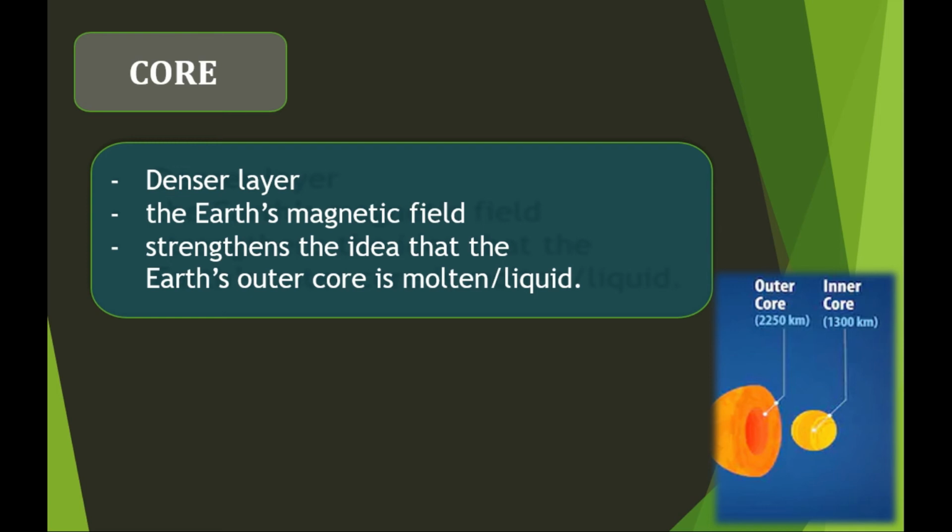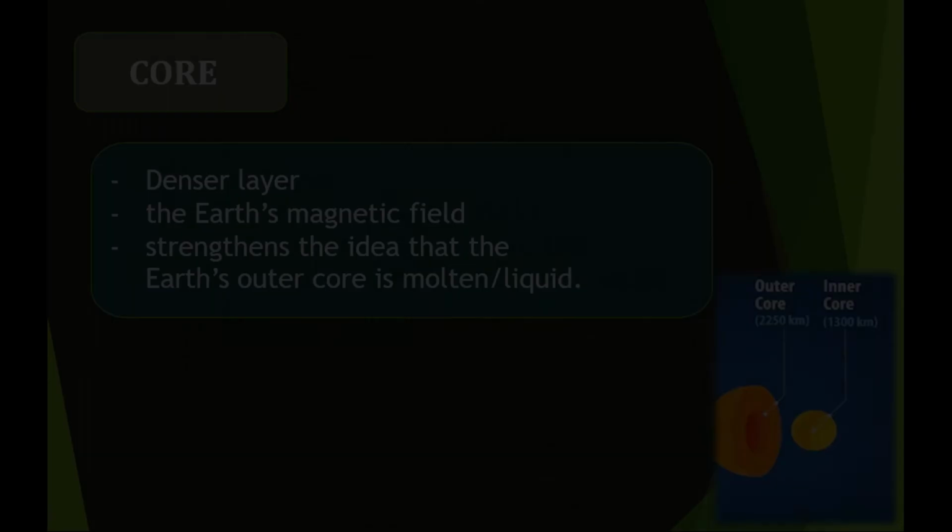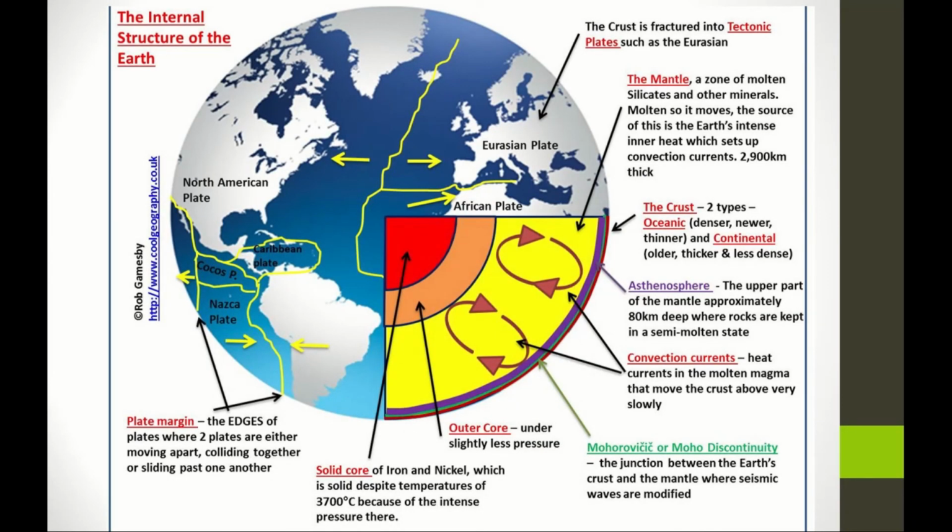So it strengthens the idea that the Earth's outer core is molten. As we all know, it is in liquid or molten form, while the inner core is in solid form. Okay, so that is our core. So review lang po talaga ito, no? So we have, in our geosphere or lithosphere, the structure of the Earth, which is the crust, mantle, and our core.